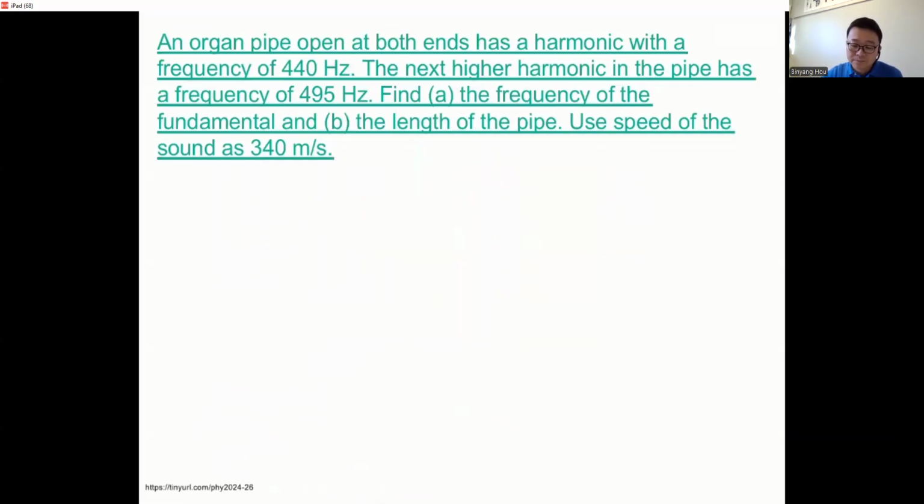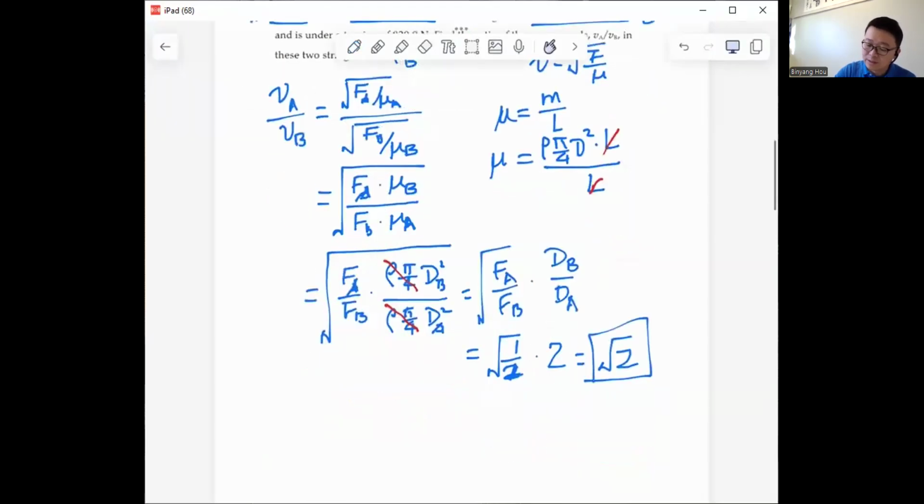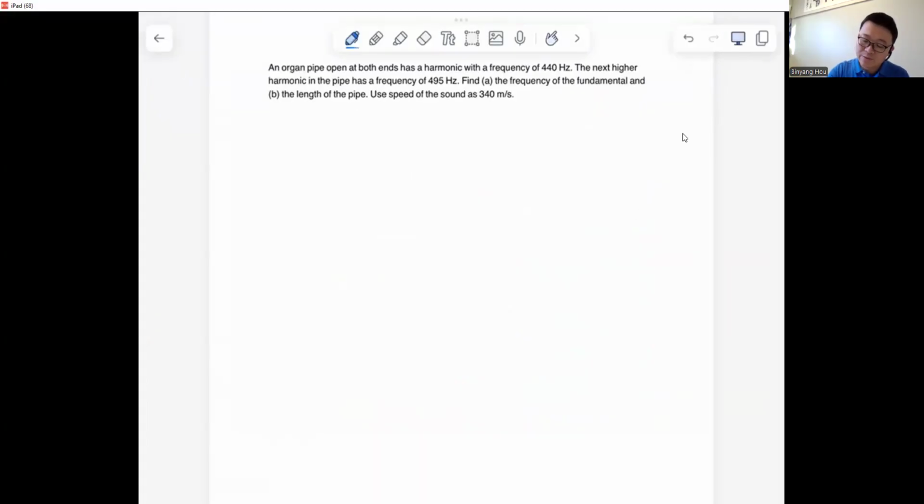And it says it has a harmonic with a frequency of 440. So this is a particular harmonic, 440. The next higher harmonic is 495. It's asking to find the fundamental and then the length of the pipe, assuming the speed of sound to be 340. Okay, so let's see here. It does not specify which harmonic this is. This is just a particular one.